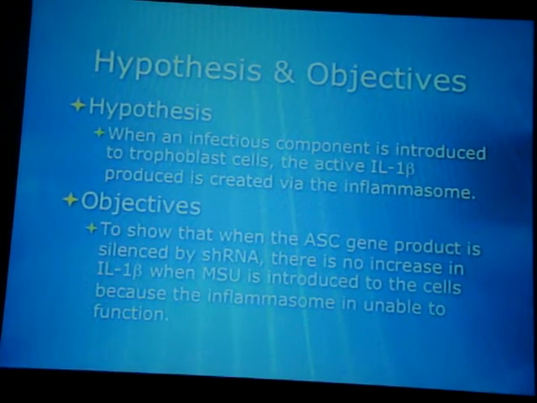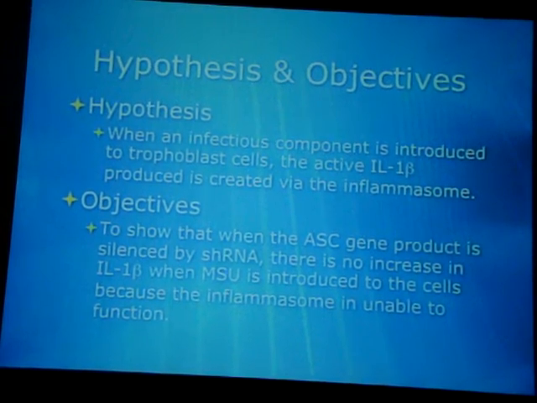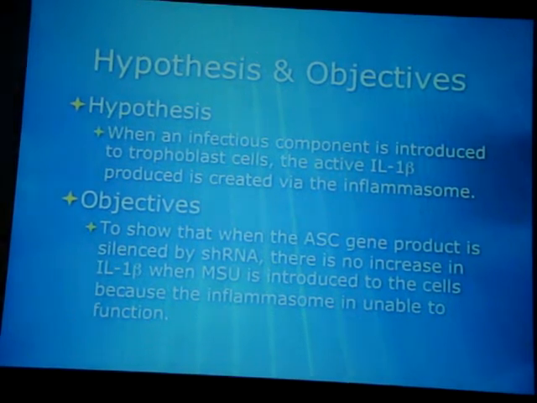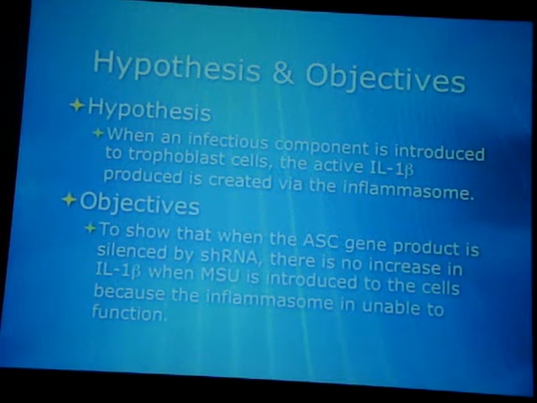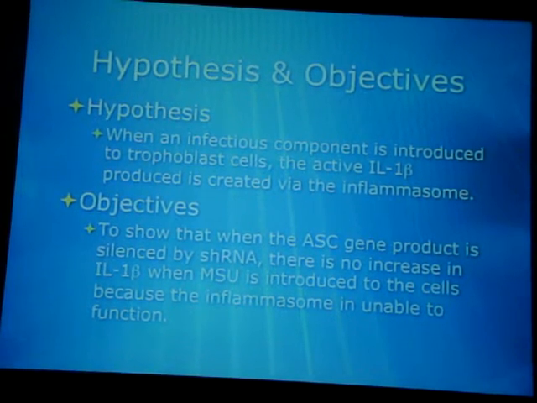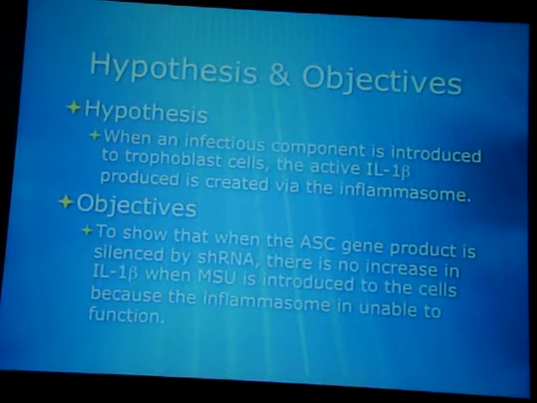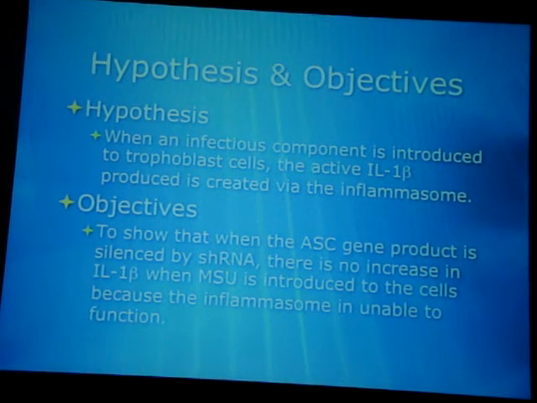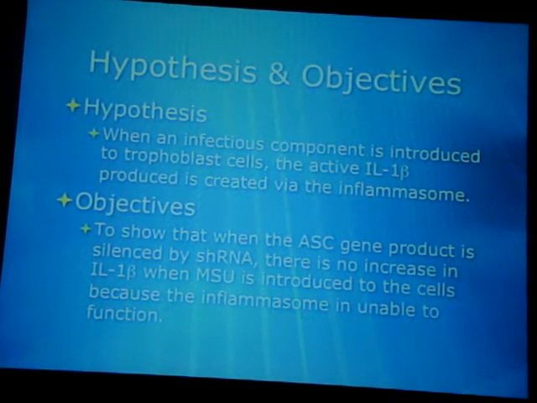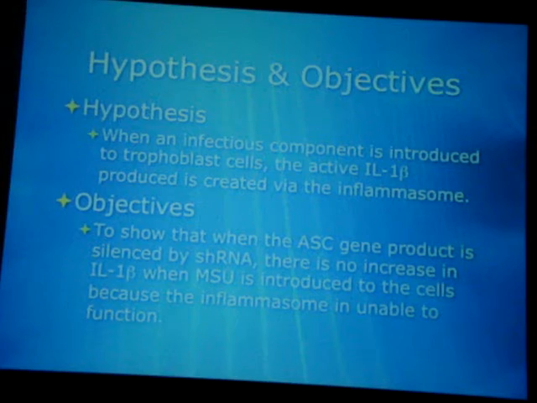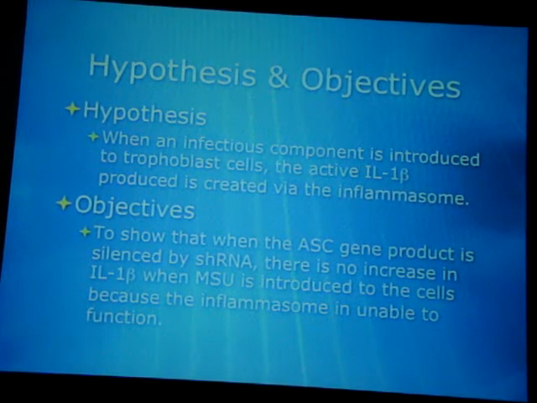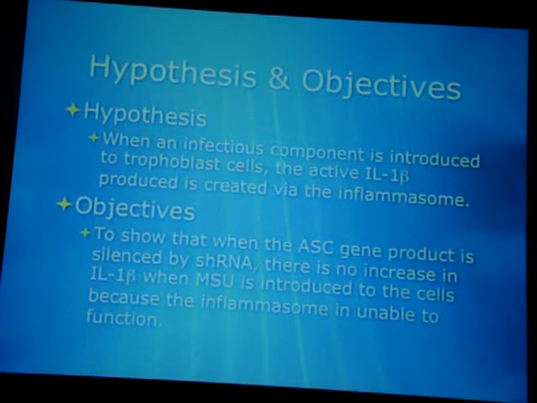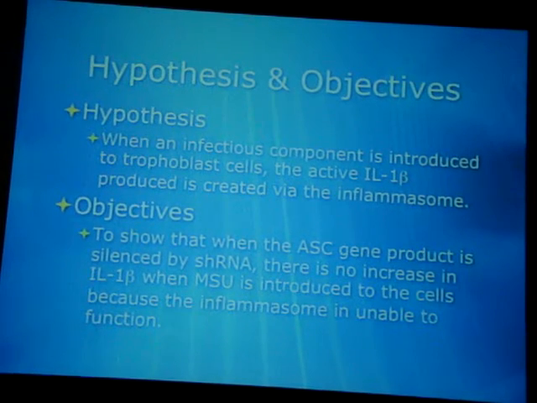So my hypothesis was that when an infectious component is introduced to trophoblast cells, the active IL-1 beta that we know is being produced is being created through the inflammasome. My objective was to show that when the ASC gene is silenced by shRNA, there is not the same increase in active IL-1 beta when MSU is introduced to the cells, and this is because the inflammasome is unable to function without ASC.